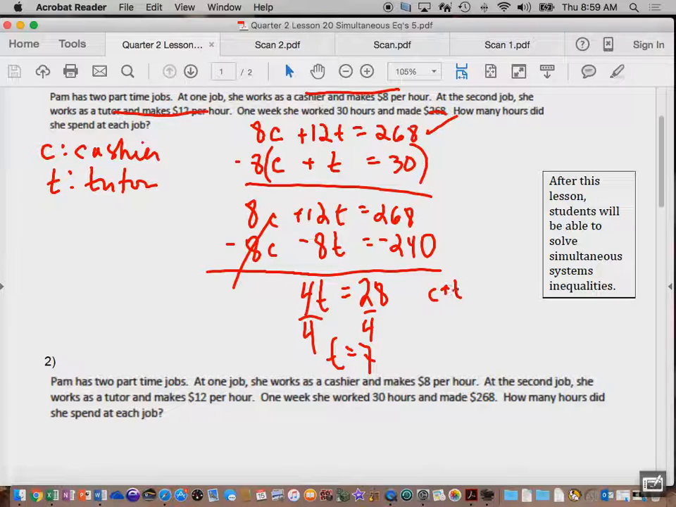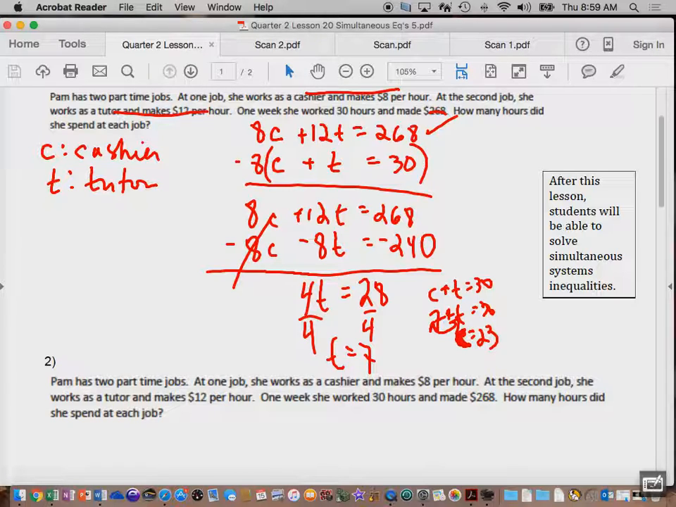So C plus T is 30. 7 plus T is 30. A little quickly there. T is 23. So she works 23 hours as a tutor, cashier, I'm sorry. Wait, oh, I put this in for T. These should be reversed. This is C equals 23.